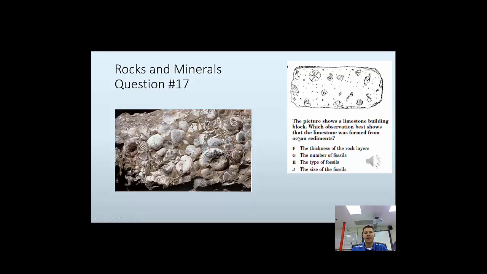And the answer is obvious. It's not the thickness of the rock layers. It's not how many fossils there are, 1, 2, 3, 4, but it's the type of fossils that are in this. So our answer is H, the type of fossils. When you see marine fossils, such as all these shells, it strongly suggests that this rock was formed in the ocean.